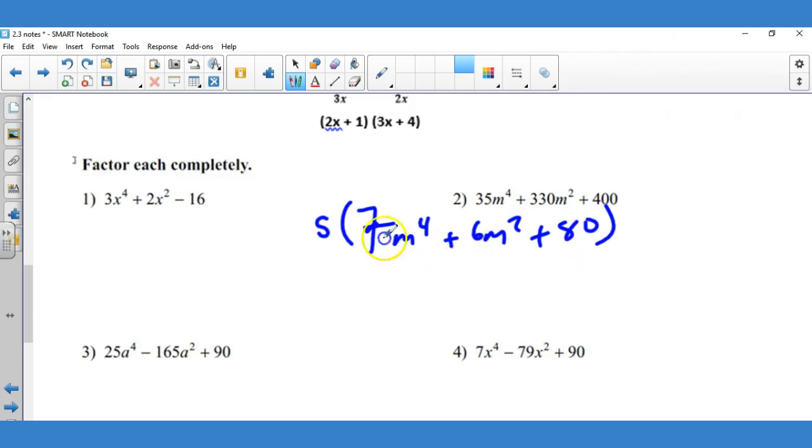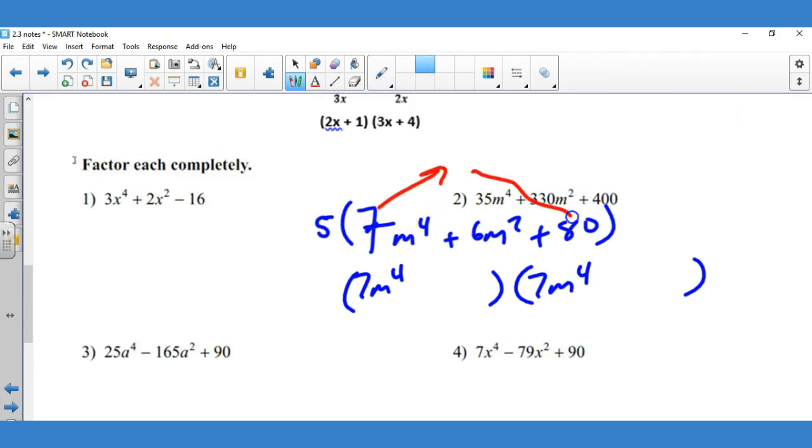Now, that was step 1. Now that we found the greatest common factor, we do step 2, which is write the leading coefficients twice, like so. Now take your leading coefficient and your constant and multiply them. 7 times 80 is 560. So we take 560 and we're going to find the factors of 560.